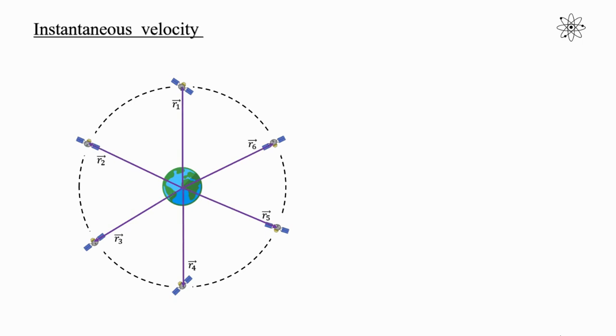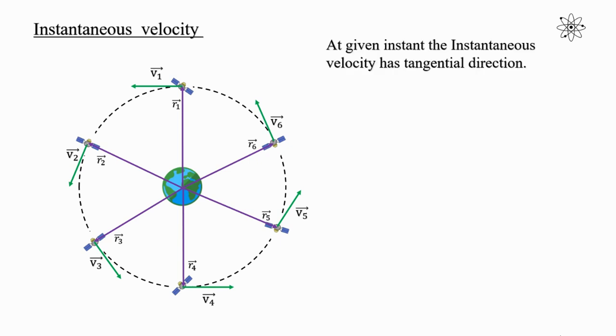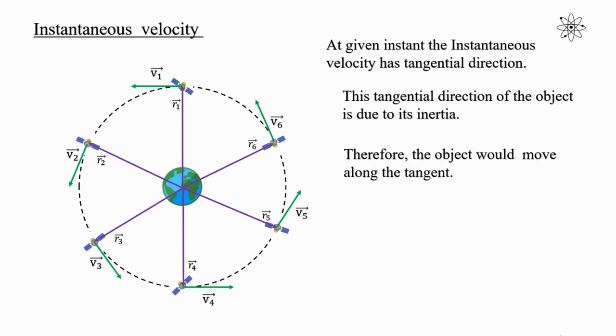These are the different positions of the satellite during its motion. Let V1, V2, V3, V4, V5 and V6 be the instantaneous velocities at different positions. At a given instant, the instantaneous velocity has a tangential direction. This tangential direction of the satellite is due to its inertia. Therefore, the satellite would move along the tangent.